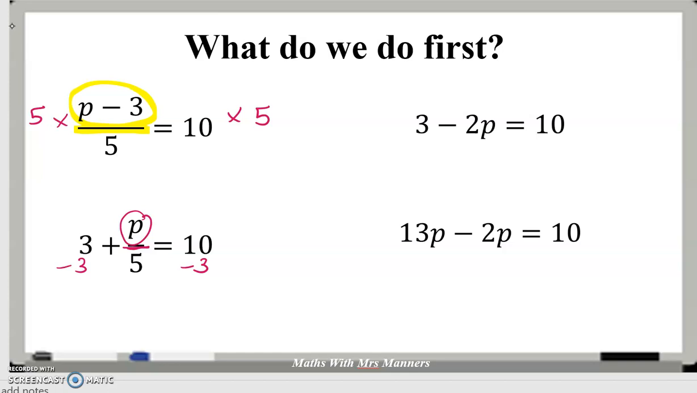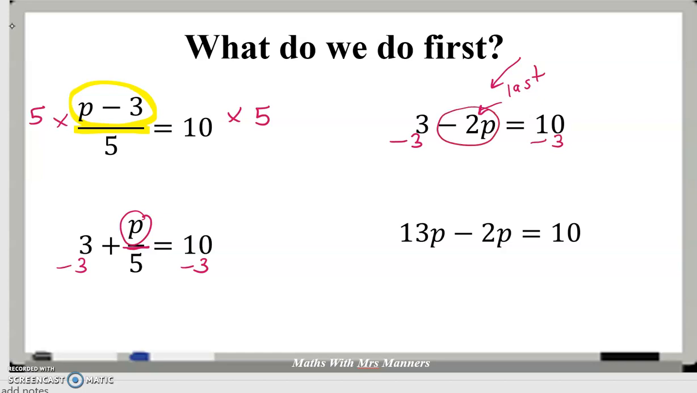With this equation over here, I can see that I've got the p, and I've got a minus 2 and a 3 to be moved, but the minus 2 is attached to the p, so I'm actually going to deal with that last. What I would do is I would subtract 3 from both sides before I even move on to dealing with this term here.